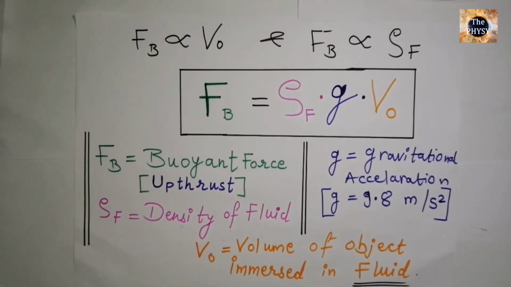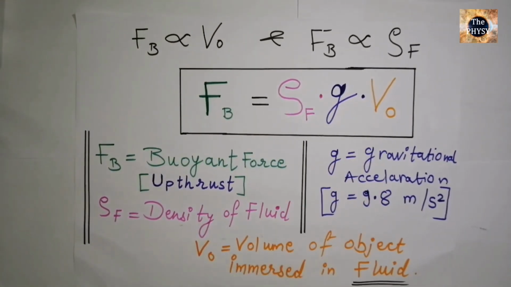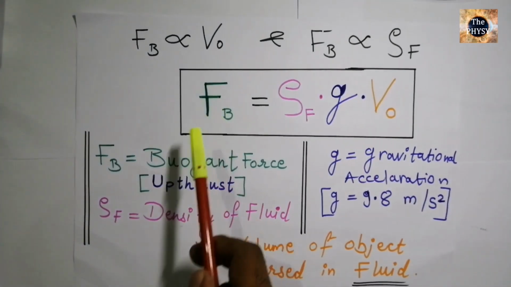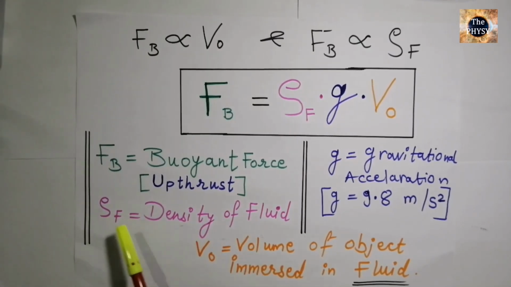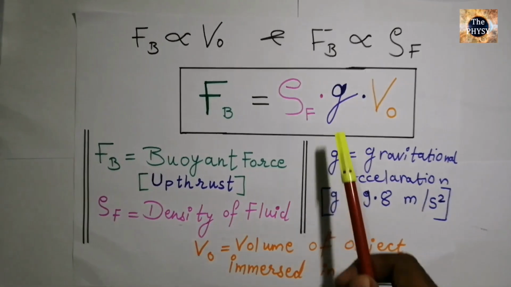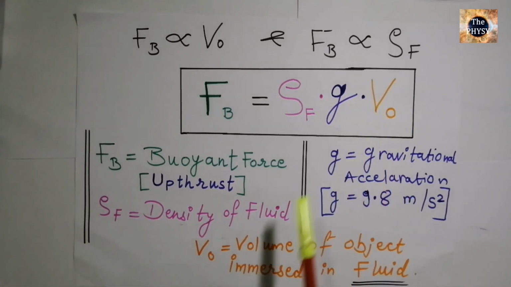Now let us see the formula which comes out from the Archimedes principle, which I have written in the black box as you see here. Guys, we can interpret this formula as follows: Fb is the buoyant force, which is also called upthrust. Rho f is the density of the fluid. g is the gravitational acceleration, which is taken as 9.8 meters per second squared. Here VO is the volume of the object immersed in the fluid.